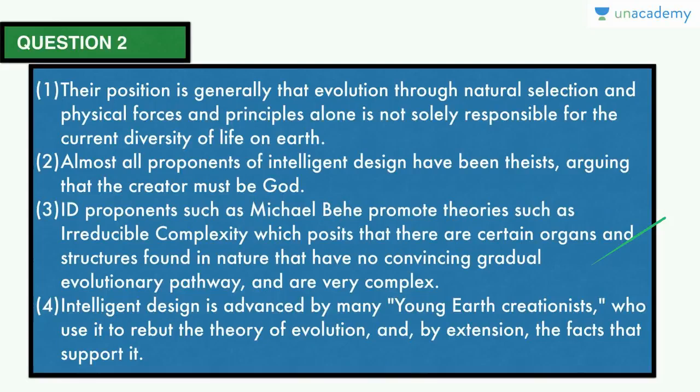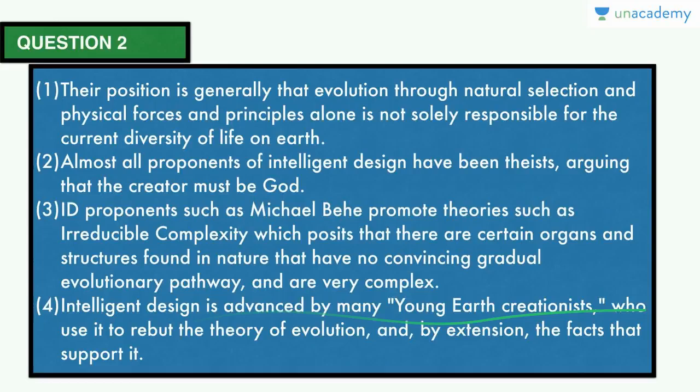I think sentence 3 is the one that seems to make lesser sense, and 2, 4, 1 is the sequence that I feel should be the one. Almost all proponents of intelligent design have been theists, arguing that the creator must be God. It could be 4, 2, 1. Let's start with this one. Intelligent design is advanced by many young Earth creationists who use it to rebut the theory of evolution.